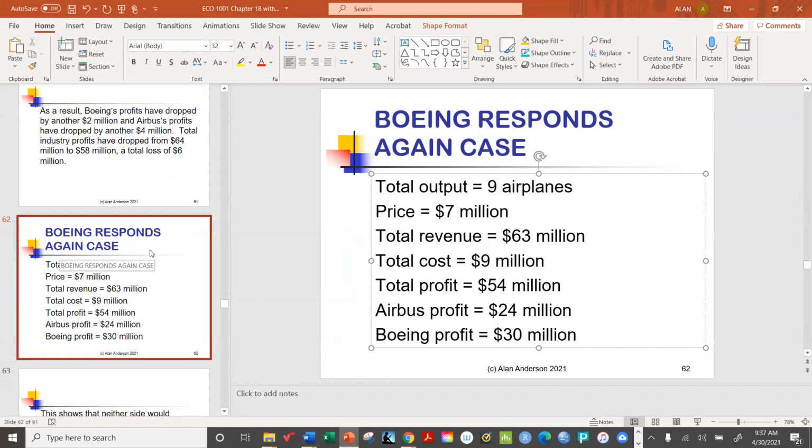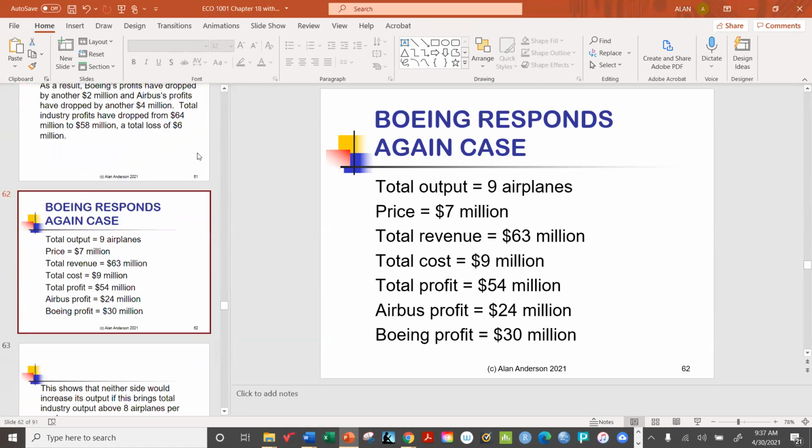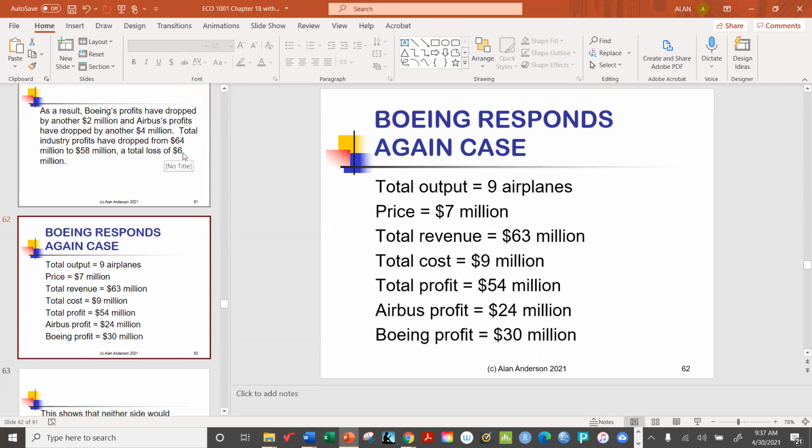So guess what just happened? By Boeing producing a 5th plane, both companies now just lost money. That was a terrible mistake because both companies just lost. So what that means is that based on this demand curve, we will not see 9 airplanes being produced. It will be somewhere between 6 and 8. Anything past 8 means we start to make ourselves worse off.